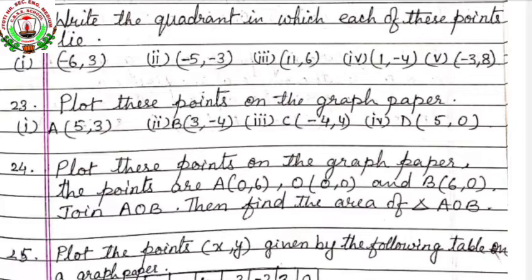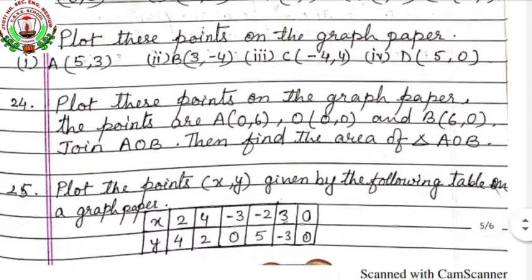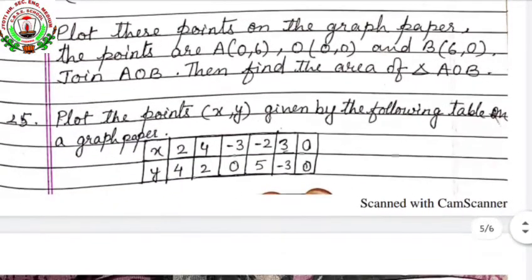24th question, plot these points on the graph paper. The points are A (0, 6), O (0, 0), B (6, 0). So when these 3 points are there, 3 vertices are there, means what? You will get a triangle. So after getting a triangle, find the area of the triangle with the help of the graph paper's points. Now after that, 25th question, plot the points x, y given by the following table on a graph paper. Now you can see x and y coordinate values are given. See the values and plot the points on the graph paper.